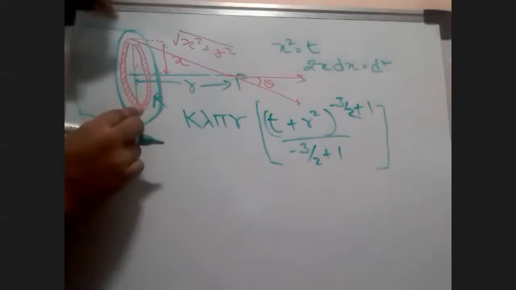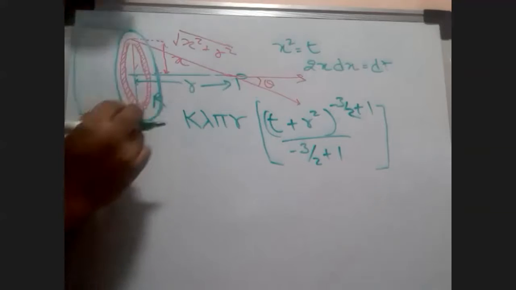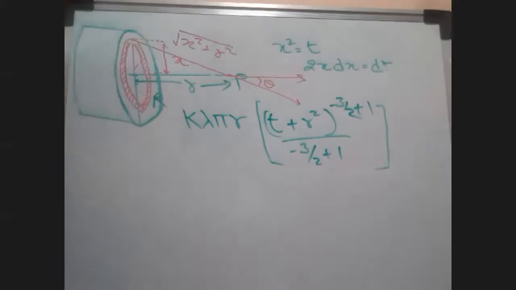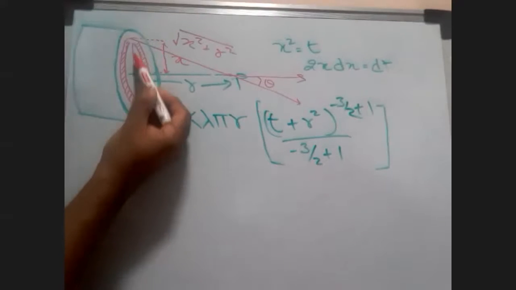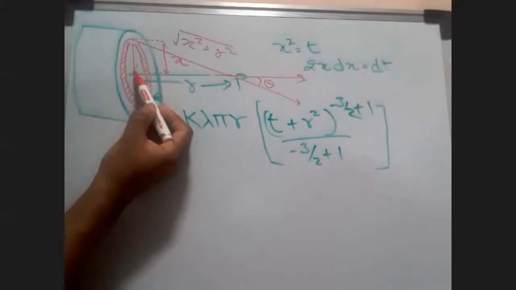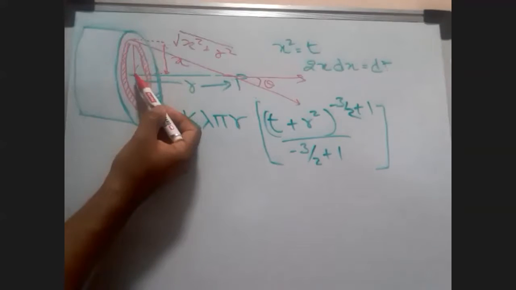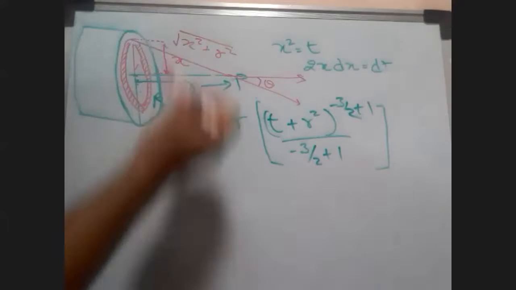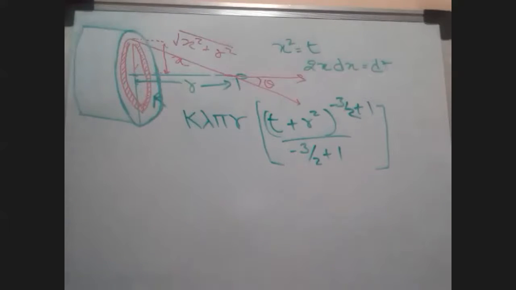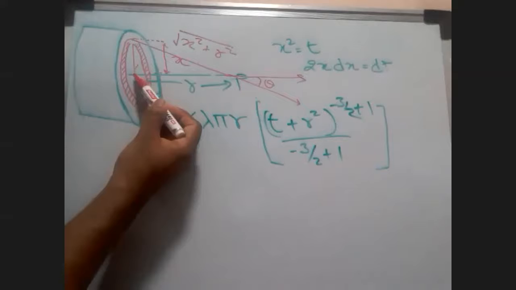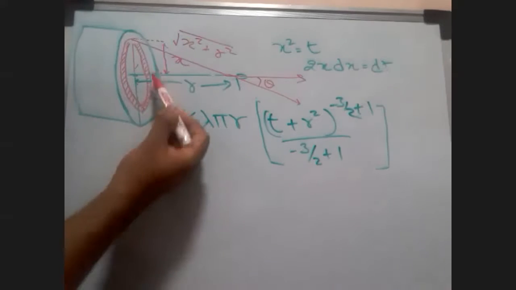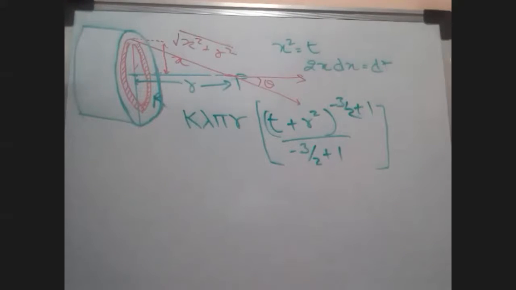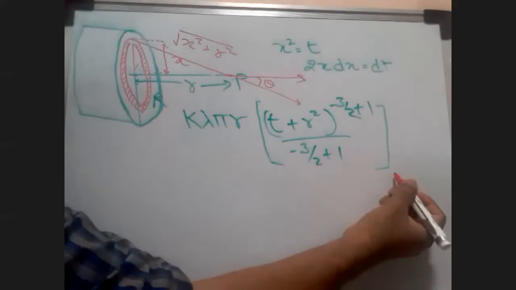See, I'm taking this ring. This ring has a certain distance x. Imagine this small x distance. This red line over here is the radius of the ring. If I make this radius very small, the ring will become very small. If I make the radius very big, the ring will cover the outer portion of the disc. So I'm varying x from 0 to r, because r is the entire radius of this disc. So I'm going to put a limit here, 0 to r.